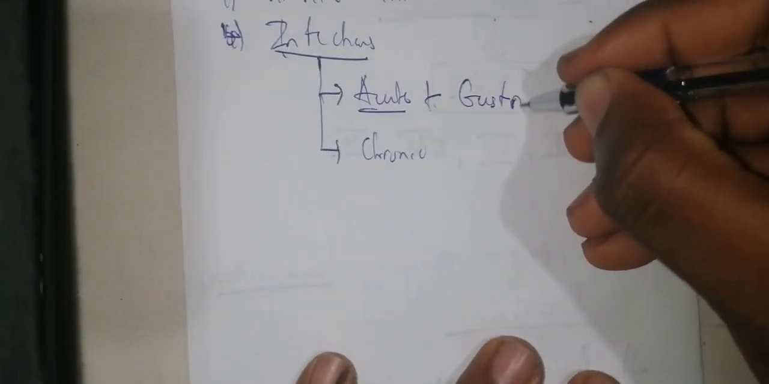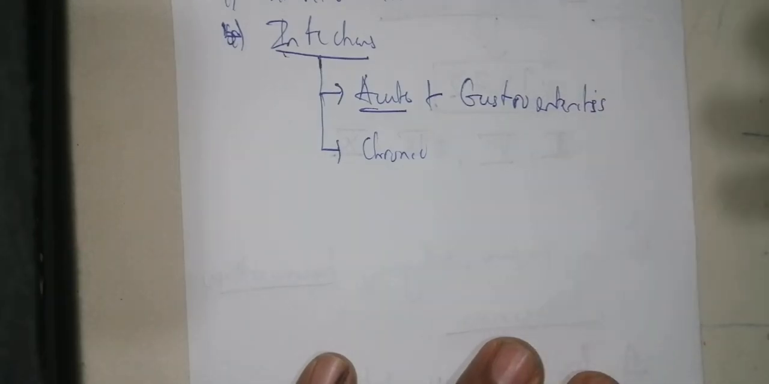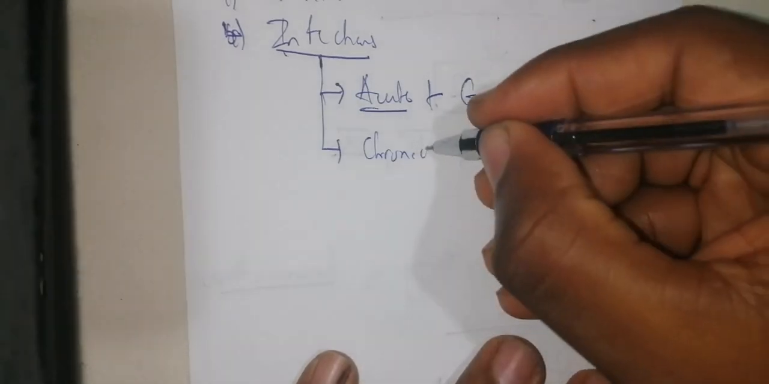Under acute infection, you can have gastroenteritis, bacterial gastroenteritis. Is it clear? Gastroenteritis can be a cause of malnutrition. If a child is vomiting for 1 to 2 weeks, that's an acute gastroenteritis, and that makes the child not absorb the food. Is it clear? So gastroenteritis can be involved with that.